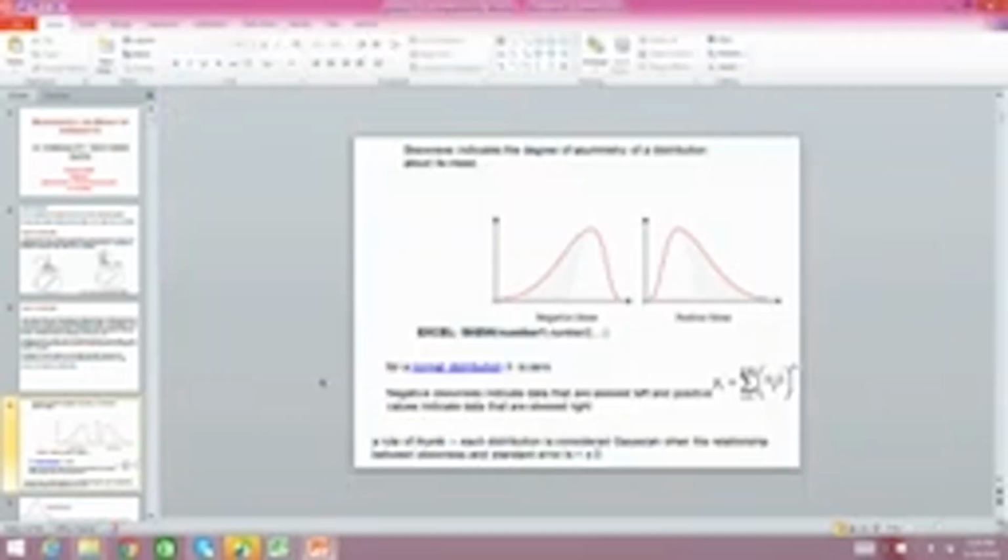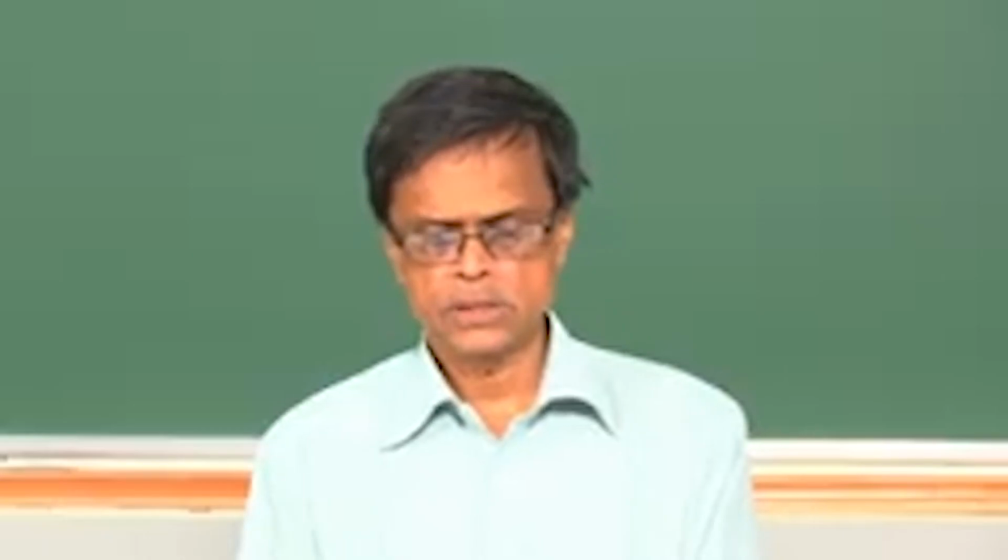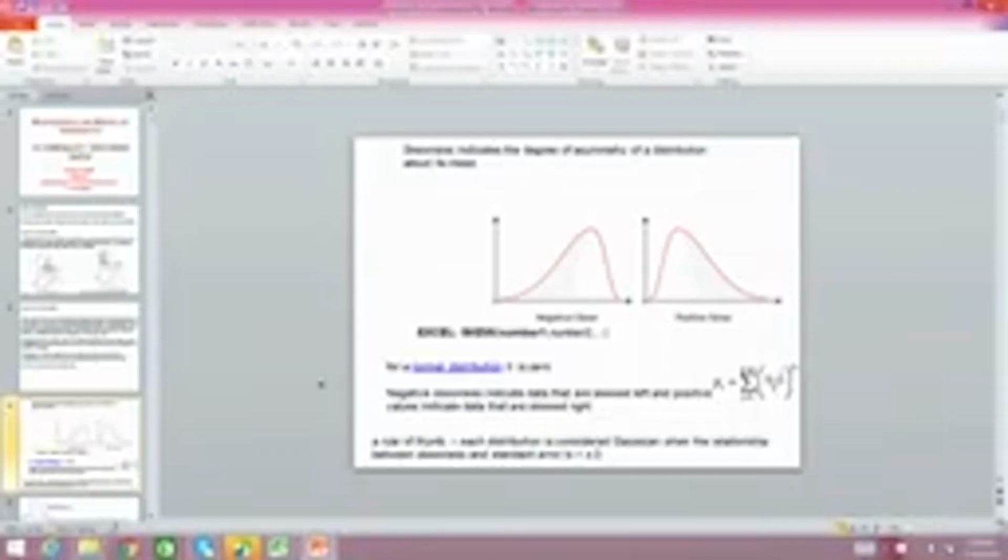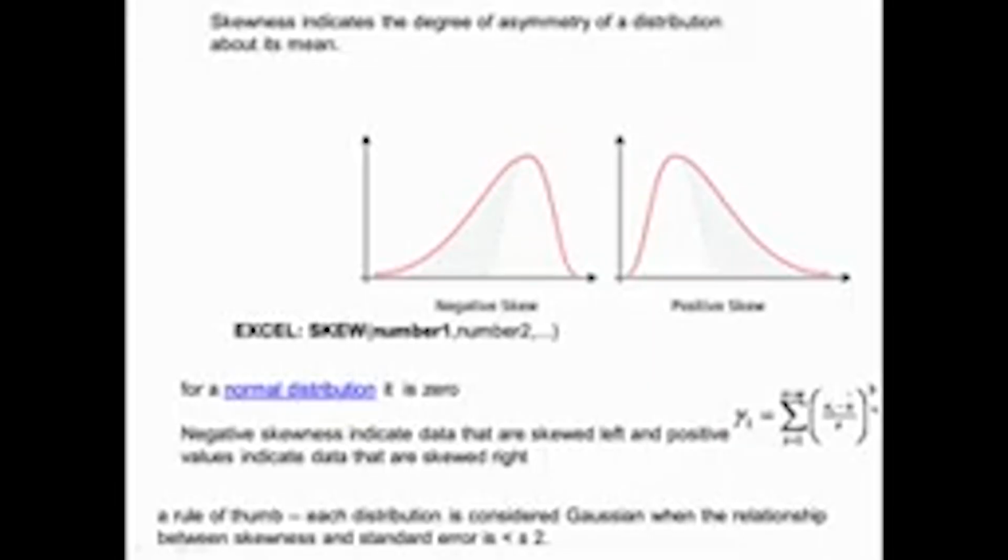Okay. So skewness tells you how the shape of the curve is. If it is leaning towards the right, that means it is a negative skew. If it is leaning towards the left, that means it is a positive skew, okay. And for a normal distribution, the skewness will be 0. Skewness is called the third moment, and we have another term that is called kurtosis.